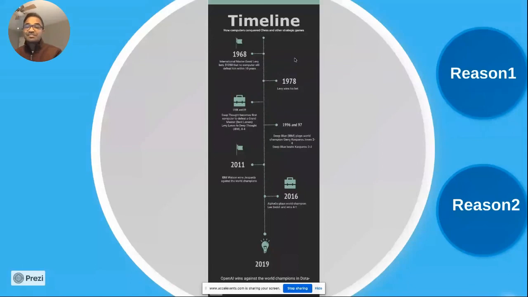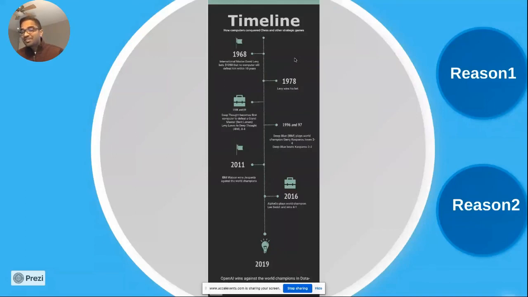So 1968, and this is one of the big events out there. David Levy bets $1,250 that no computer will ever defeat him in a span of 10 years, and he was actually right. By 1978, no computer had defeated him, and he wins his bet. 1988 and 1989, during the time, Deep Thought was a software program, a computer developed by IBM. It defeated Bent Larsen, who was the grandmaster at that point of time, and also defeats Levy 0-4.